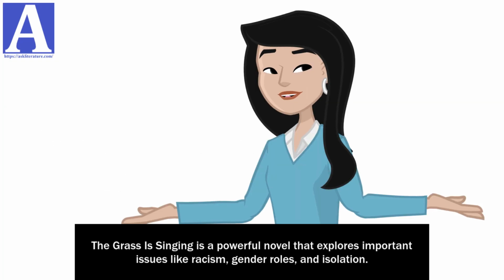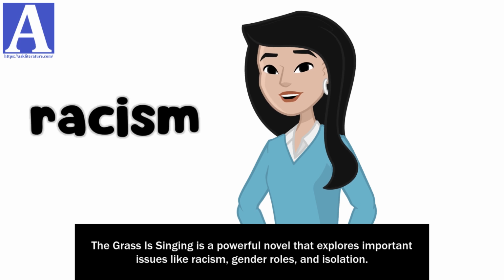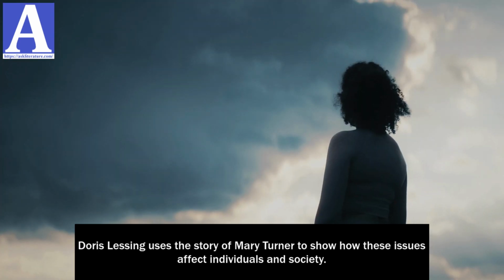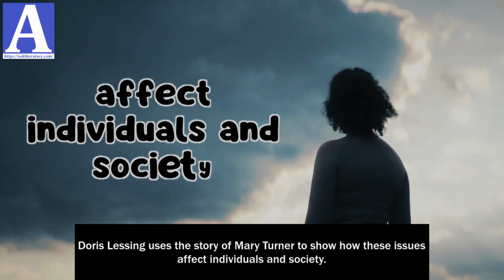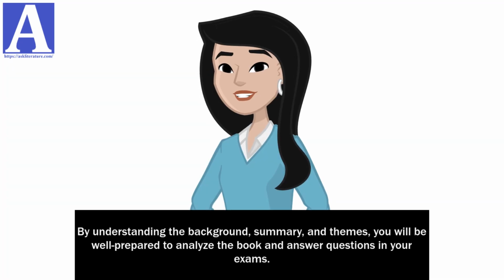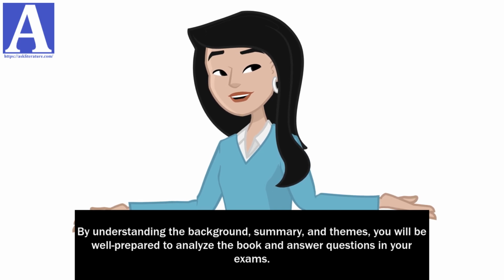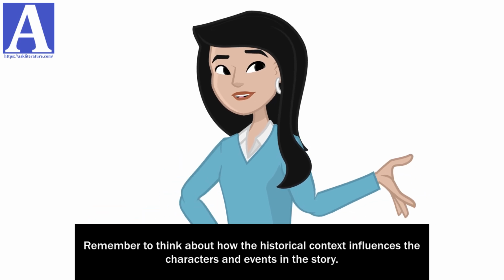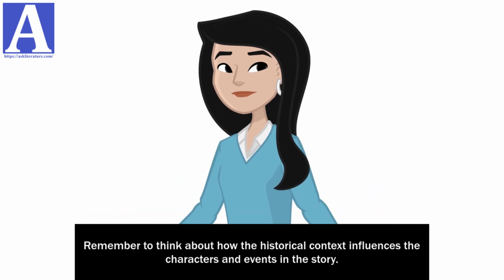Conclusion. The Grass is Singing is a powerful novel that explores important issues like racism, gender roles, and isolation. Doris Lessing uses the story of Mary Turner to show how these issues affect individuals and society. By understanding the background, summary, and themes, you will be well prepared to analyze the book and answer questions in your exams. Remember to think about how the historical context influences the characters and events in the story.